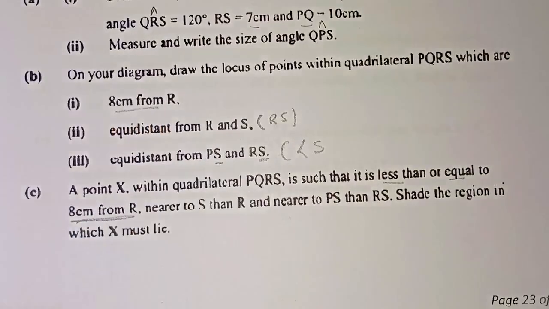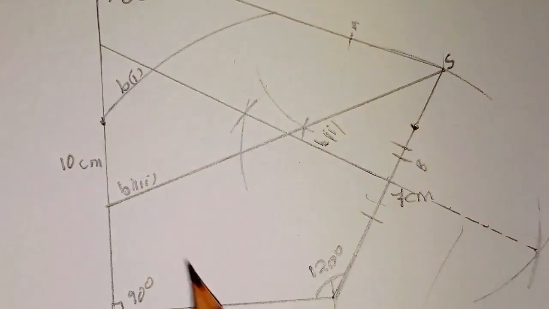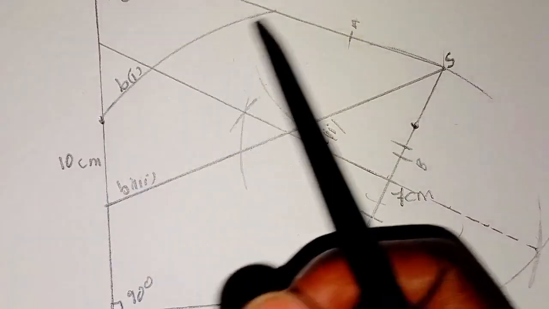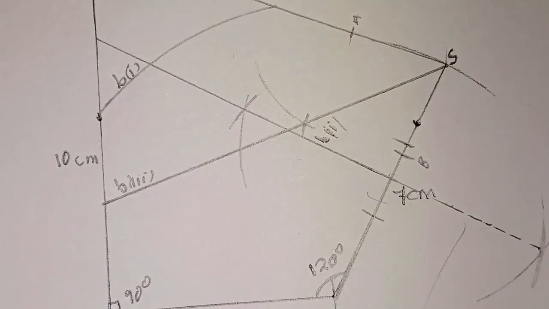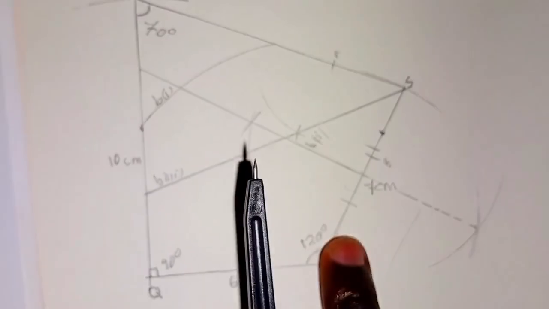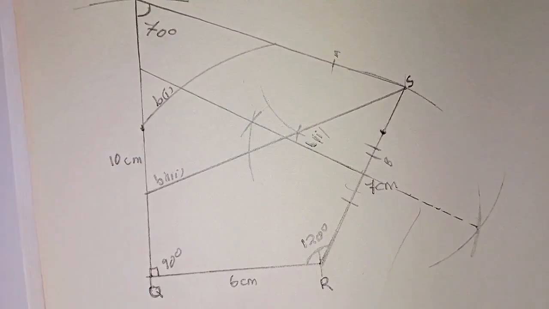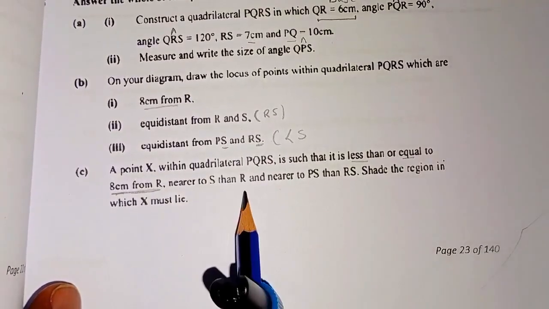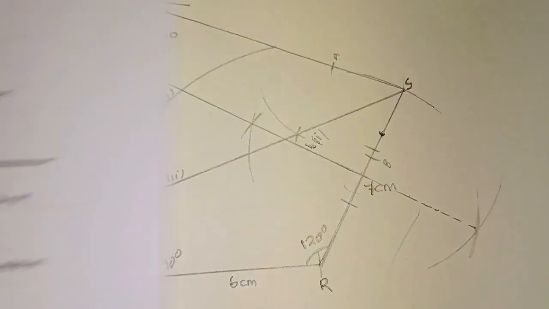So you must recognize, well, what did we do here? This is same as this. Which one was it? It was this one. So now, less than simply means that this point is either inside here. It's not beyond this, because they've said less than or equal to. Then here you're told nearer to S than to R.